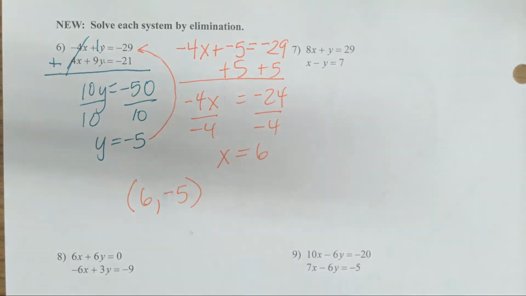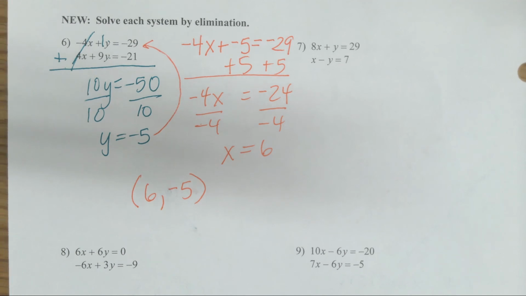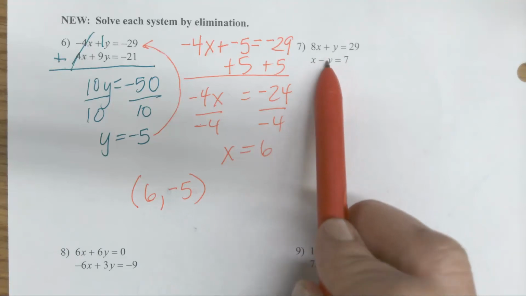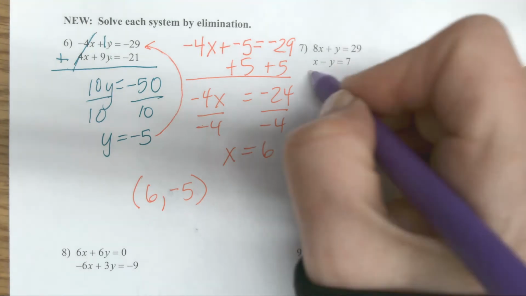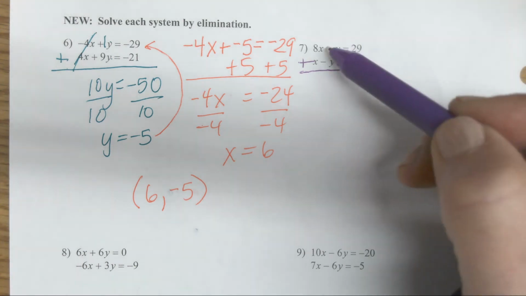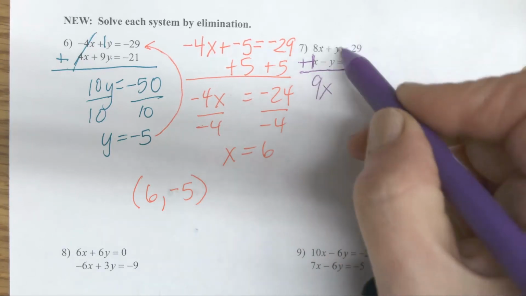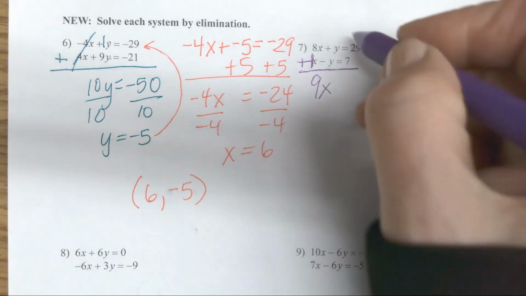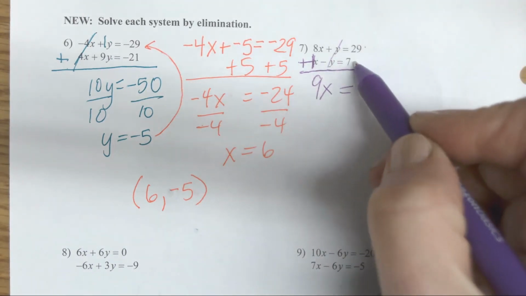How do I decide which number goes first? X goes first, Y goes second. Yep. So again, I look for exact opposites. Once I find exact opposites, I add the equations together. What is 8x plus 1x? The positive y and the negative y cancel each other out. What is 29 plus 7?